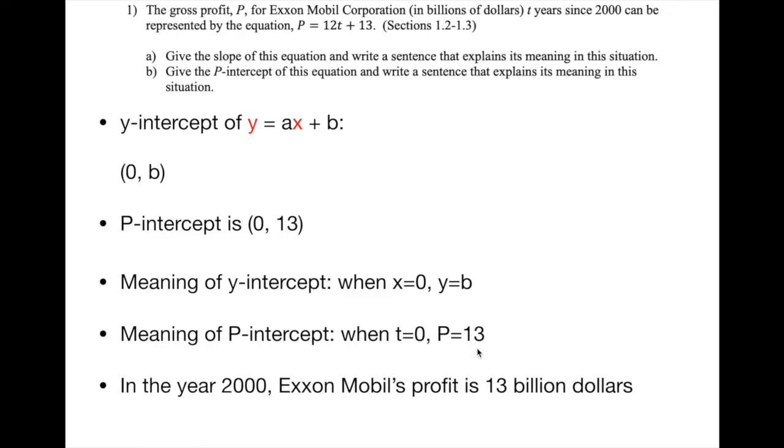Then P equal to 13. P is the gross profit for this company. So that means this profit will be $13 billion. Again, you have to add the units here. So this is a very good sentence for t equal to 0, p equal to 13. So that's the meaning of the p-intercept.